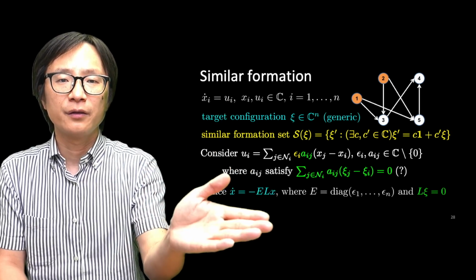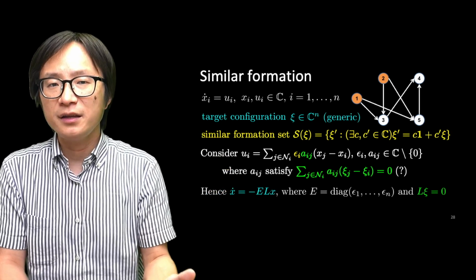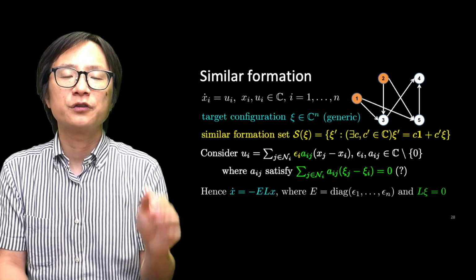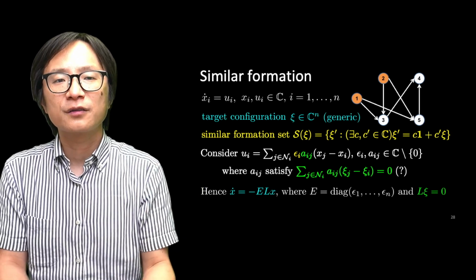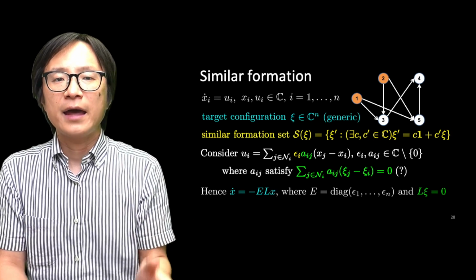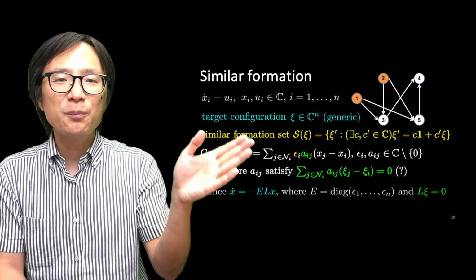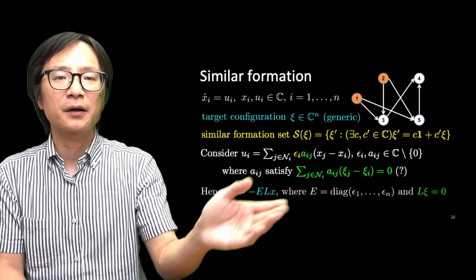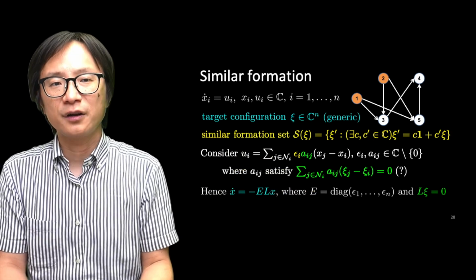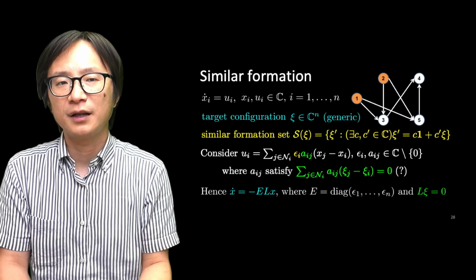Now let's plug this UI into the dynamics equation and stack these equations together. We get this compact differential equation, x dot equals minus E times L times x. Here we have this E, which is a diagonal matrix with the diagonal entries being these epsilons. And L is the complex Laplacian matrix. And importantly, from these constraints, we have L times C equal to 0. Namely, C lies in the kernel of the complex Laplacian.